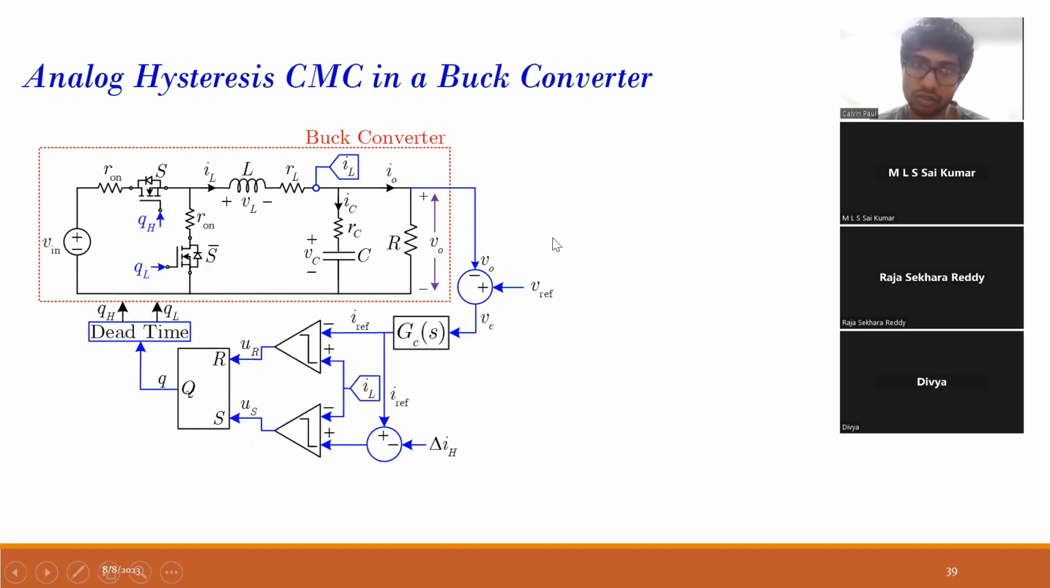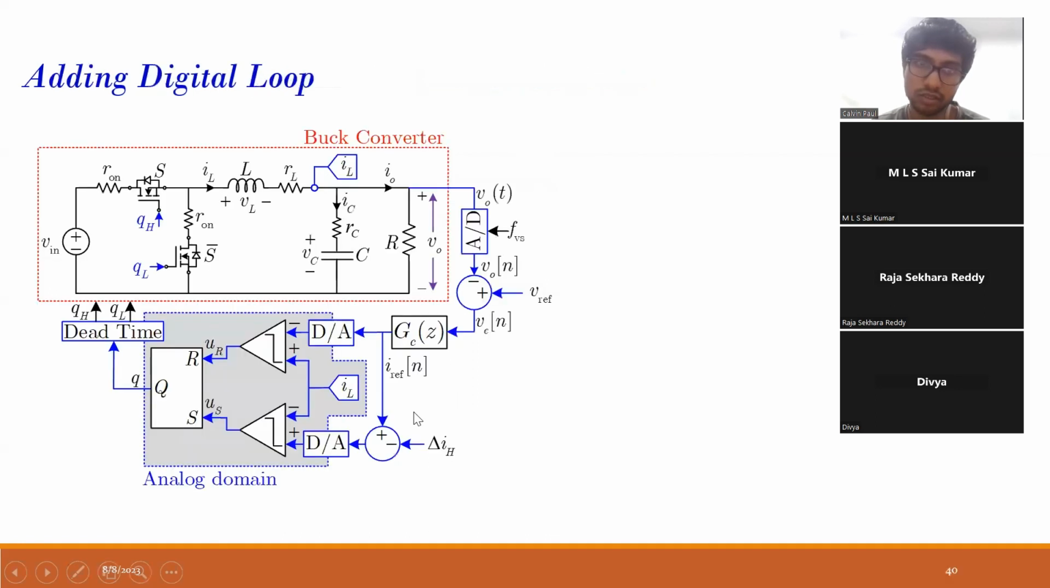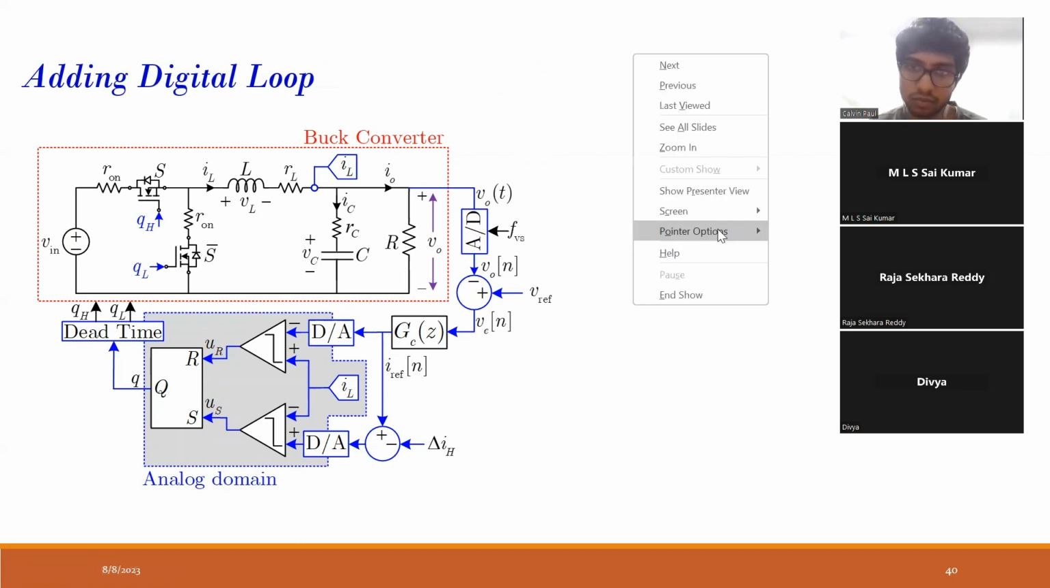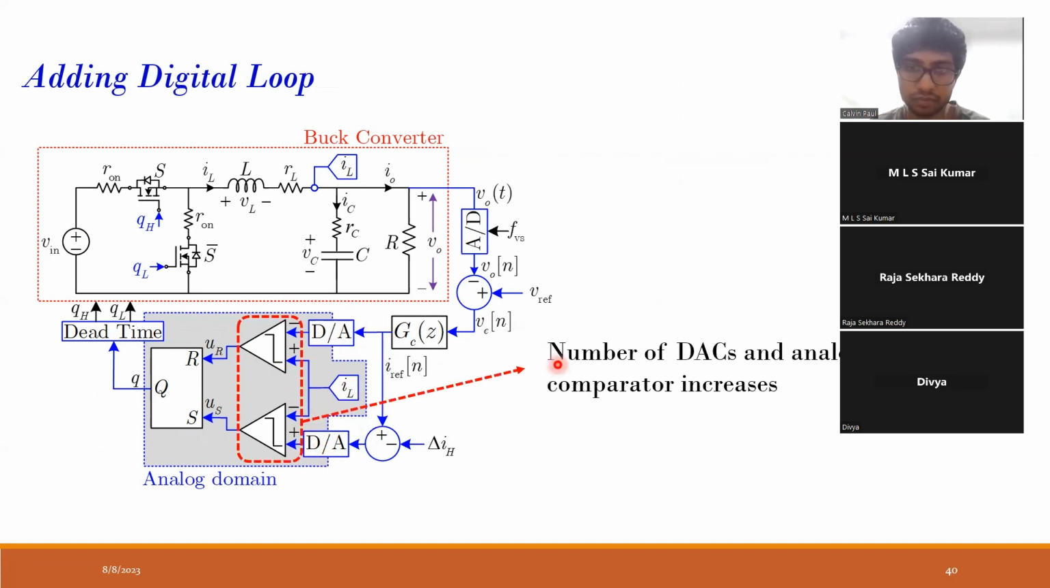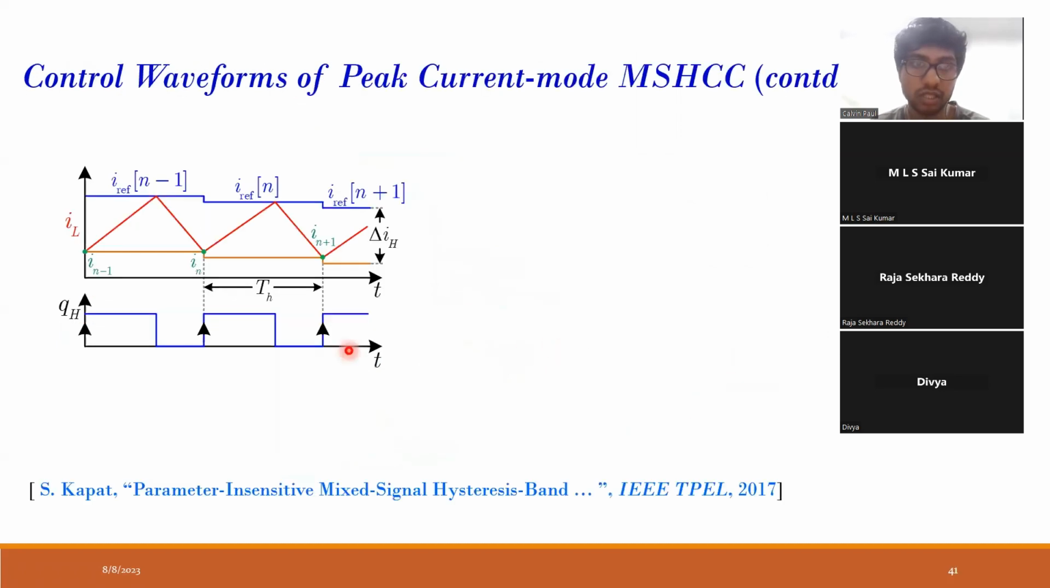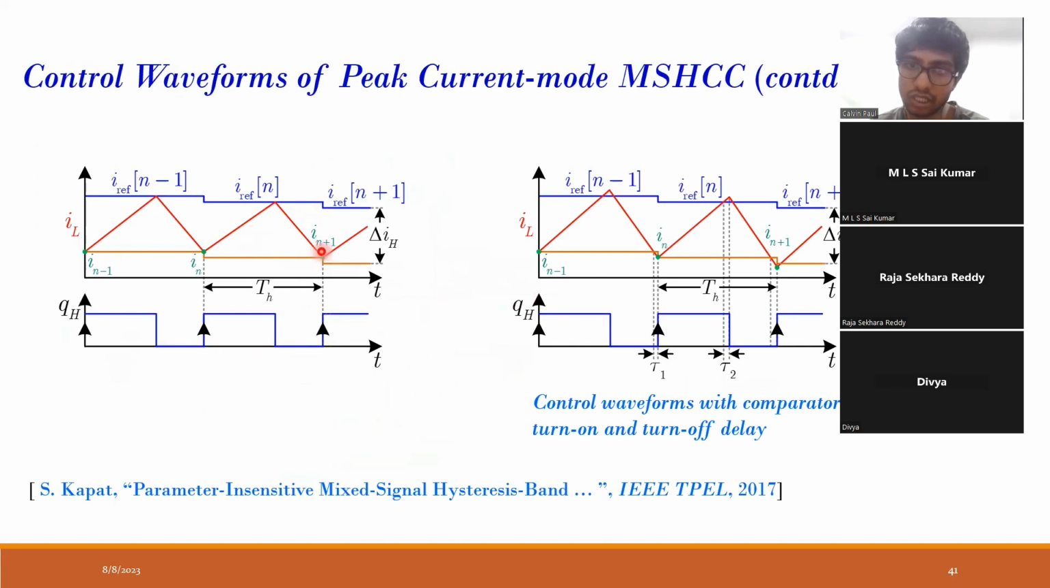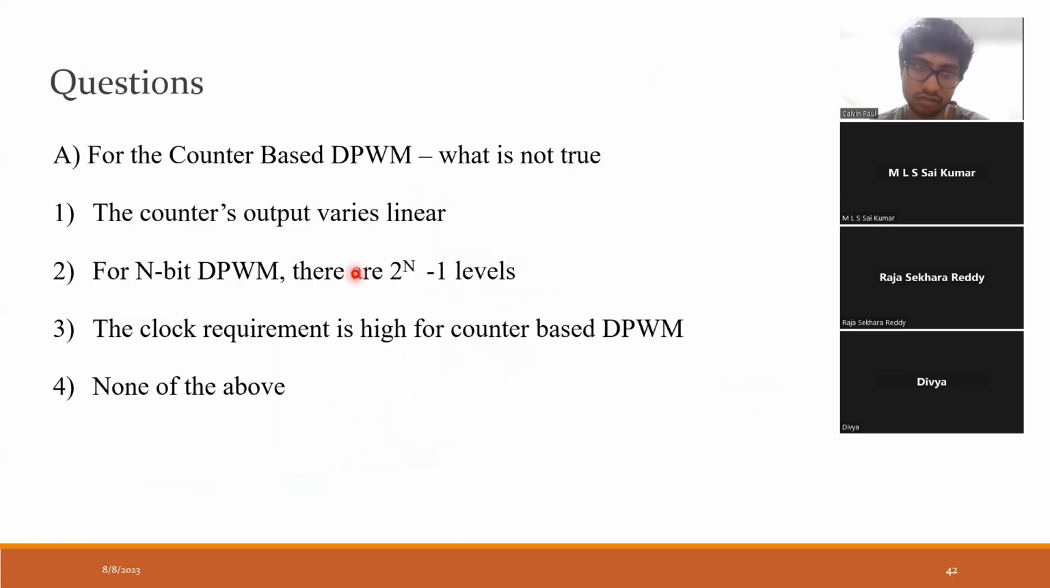For analog current mode control, hysteresis current mode control, this is the architecture. Now we want to digitize it. So this part remains in analog domain, and this part is in digital domain. Where the comparison happens is the analog part, and that's why we need to use DACs. But if we use this, the number of DACs and analog comparators increases. There is a provision where we can use a single ADC and single DAC, and we can proceed with it.